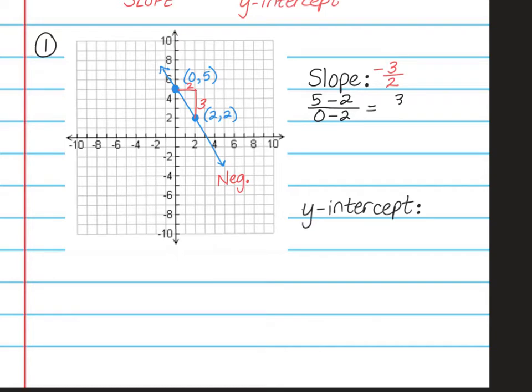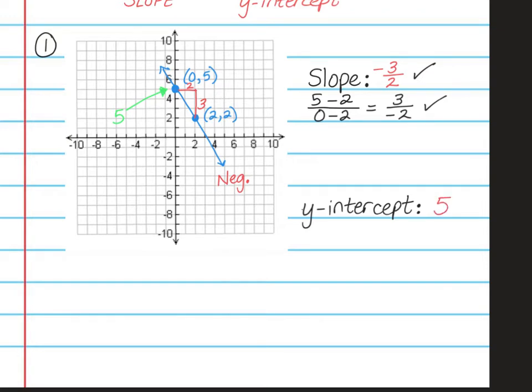5 minus 2 is 3. 0 minus 2 is negative 2. Notice that I got the same answer whether I counted it on the graph or used my slope formula. My second bit of information is the y-intercept. Remember, the y-intercept is where the line crosses the y-axis. If I look at my picture, I can see that it crosses the y-axis at this point, which is 5. That means I know my y-intercept is 5.